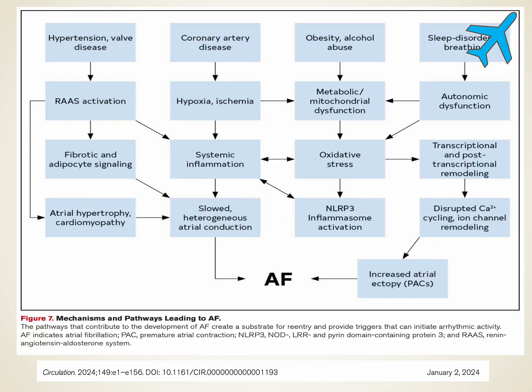As you look through mechanisms that lead to AFib, this is a very busy slide, but just know it's not just one factor, but multiple factors. The renin-angiotensin-aldosterone system activation has a key role here, but also all of the other comorbid or condition states like sleep disorders, particularly sleep apnea, obesity, alcohol abuse, oxidative stress, pre-existing coronary artery disease. All of those play roles in the risk of developing and progression to AFib.